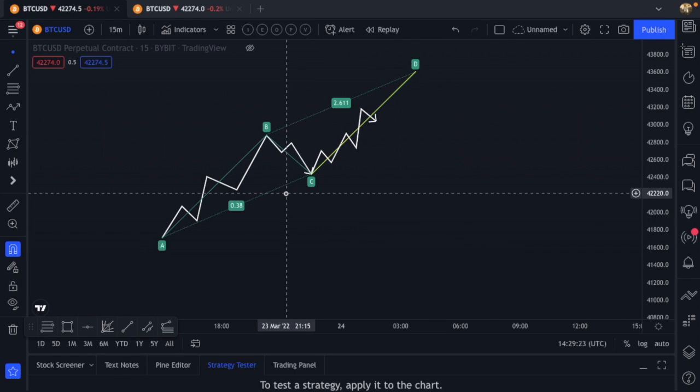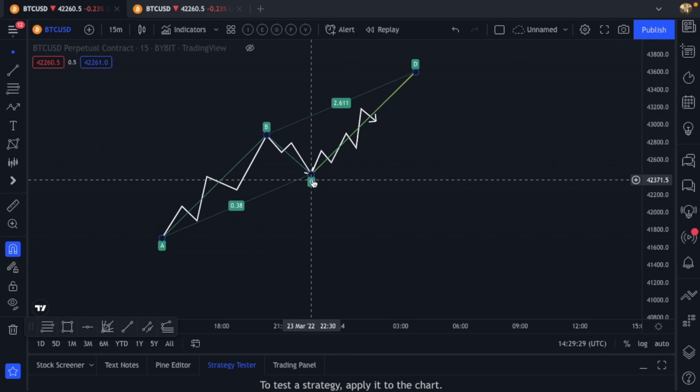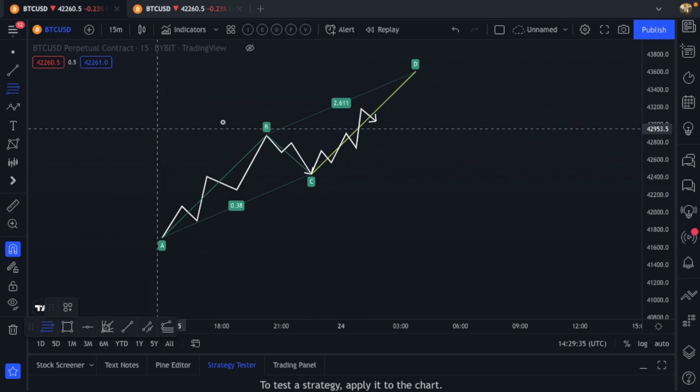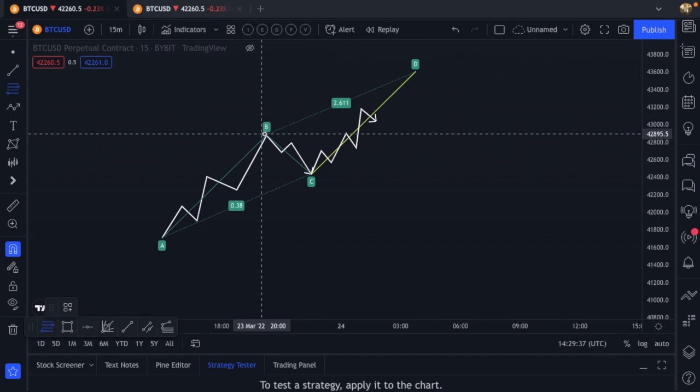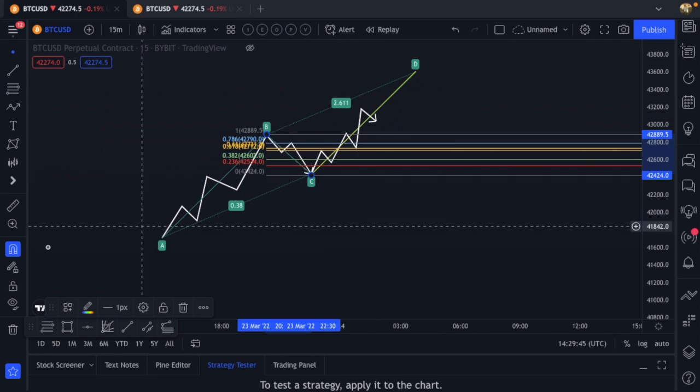Now, the reciprocal ratio for a 382 retracement would be the 2.618. So we are going to pull this fib from the B leg, sorry, the end of the A leg, or the B to the C leg. There you go.